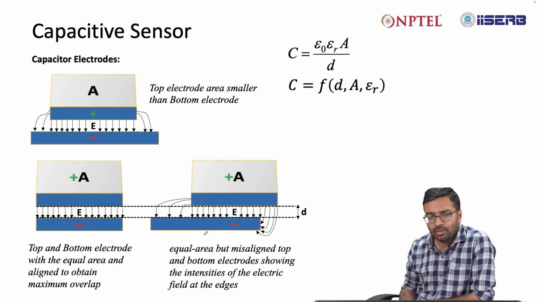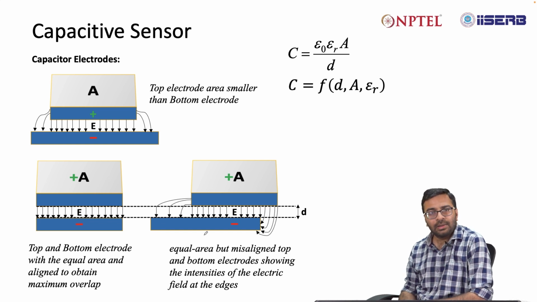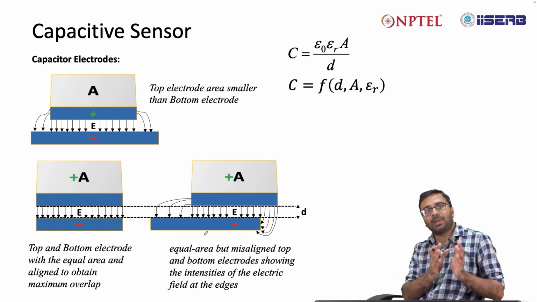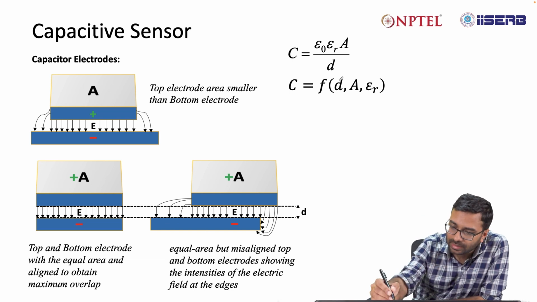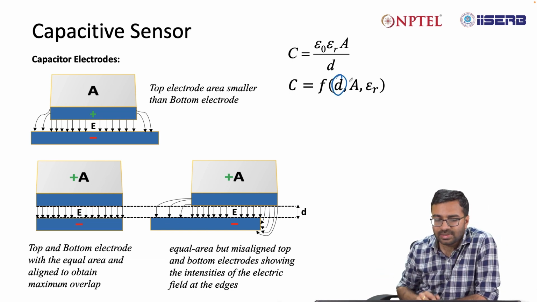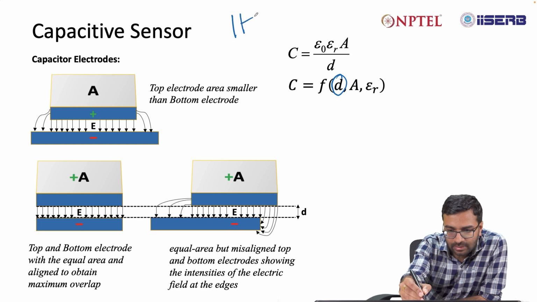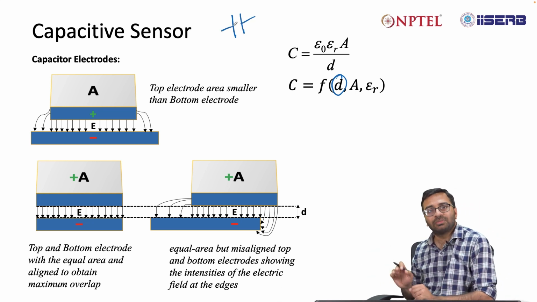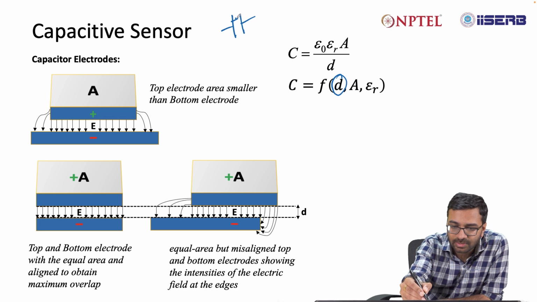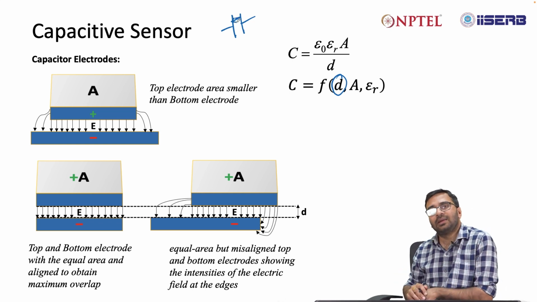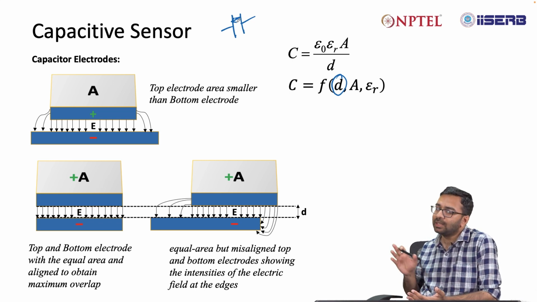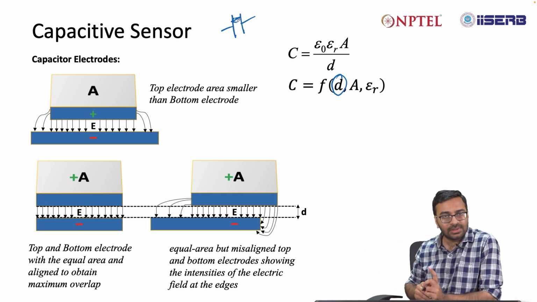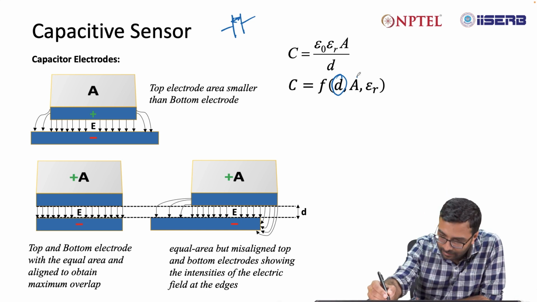Now, if you want to make a sensor out of this capacitor arrangement, you have three different parameters that you can think of. The first parameter is the distance. Say in a parallel plate capacitor, if there is some input or stimuli that can change the distance between these two plates, then capacitance will change, and that capacitance value can be calibrated with the stimuli.